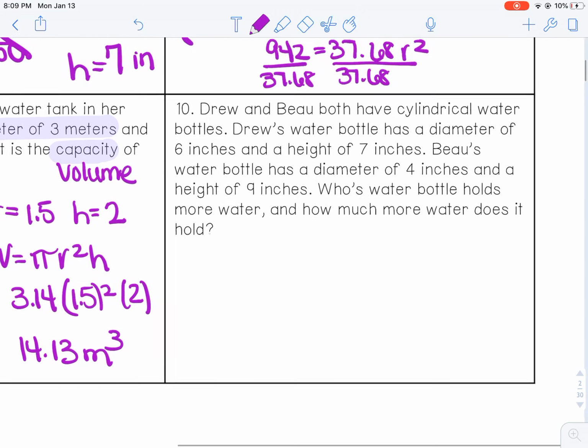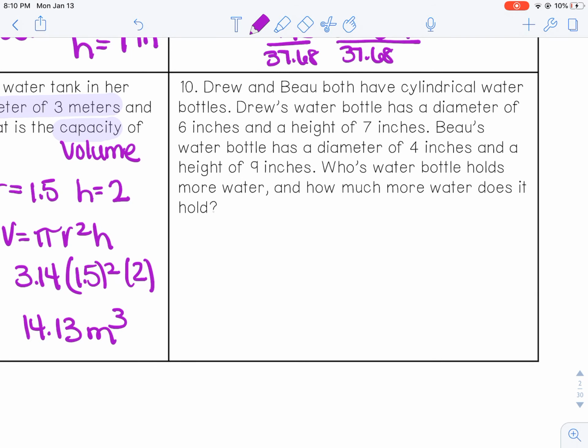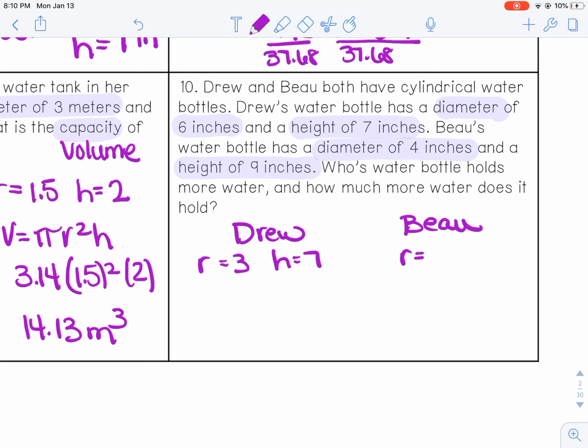Last question. Drew and Bo both have cylindrical water bottles. Drew's water bottle has a diameter of 6 inches and a height of 7. Bo's water bottle has a diameter of 4 inches and a height of 9 inches. Okay, whose water bottle holds more water and how much? Okay, so I'm going to just split it into 2. So I've got Drew over here, and I've got Bo over here. Okay, so Drew's water bottle has a diameter of 6 inches. I need to know radius. So radius is going to be half that. So Drew's radius is 3. The height is 7. Bo's water bottle has a diameter of 4, which means his radius is half that, which is 2. And the height is taller than Drew's at 9.